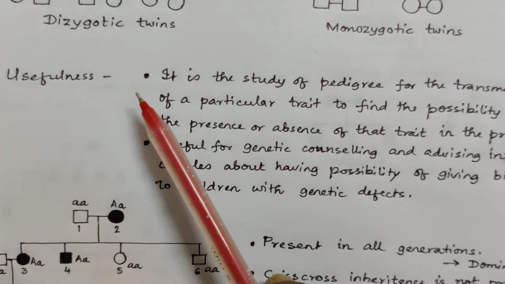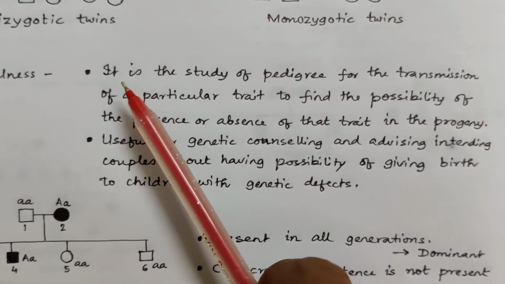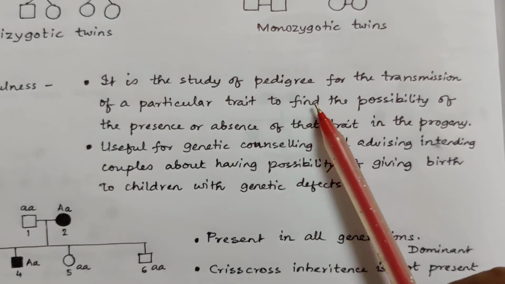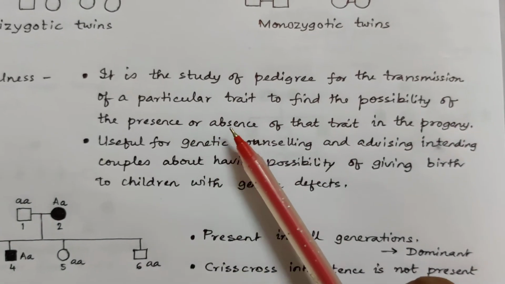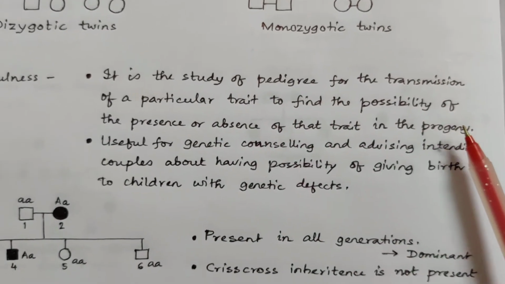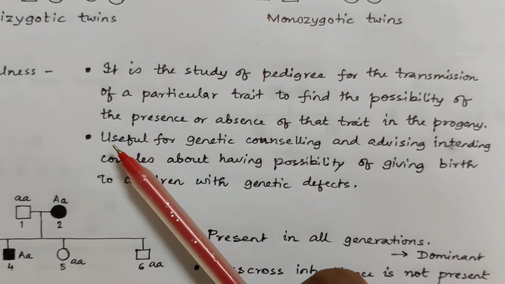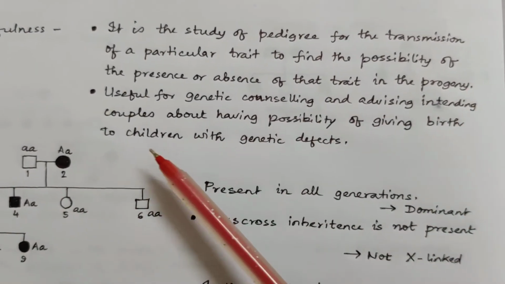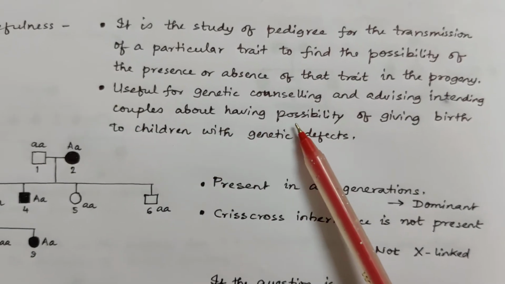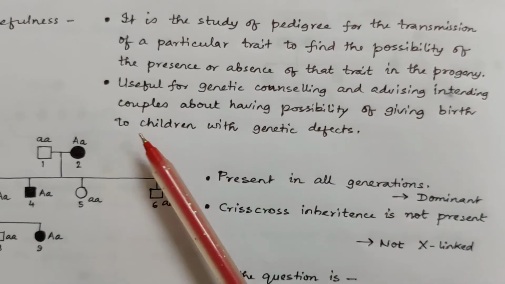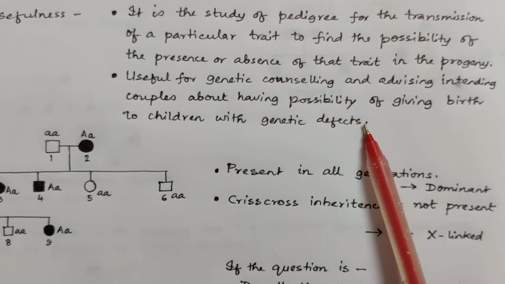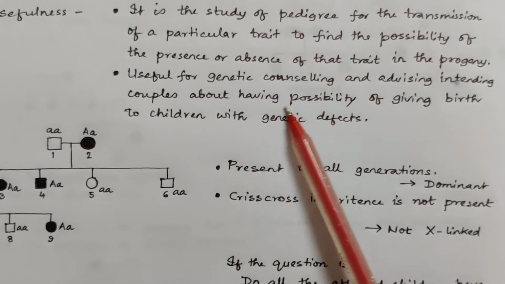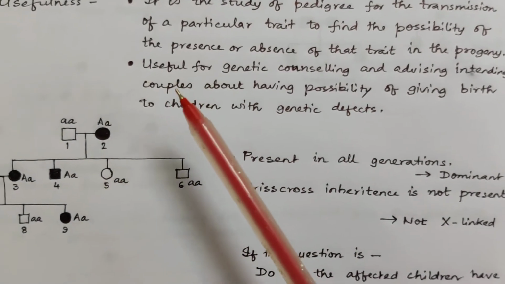Now, what is the usefulness of a pedigree? A pedigree helps in the study of transmission of a particular trait to find the possibility of the presence or absence of the trait in the progeny. That is one. Next, it is useful for genetic counseling and advising the intending couples about the possibility of giving birth to children with genetic defects. So it's better to advise them not to have these genetic defects in future for their offsprings.